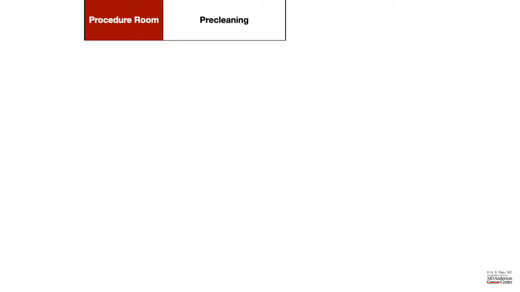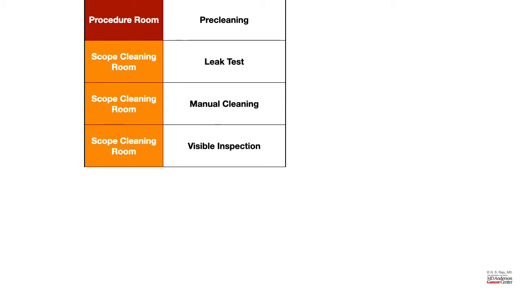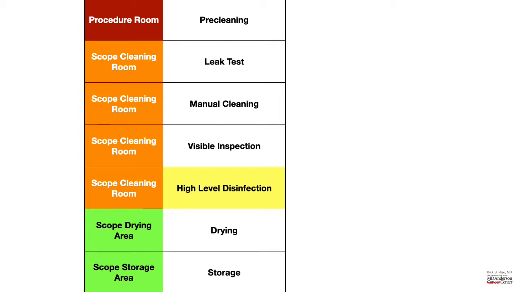So before we come to high-level disinfection, the endoscope has to go through a series of steps in the procedure room, pre-cleaning, and once the endoscope is brought into the scope cleaning room, a leak test, followed by manual cleaning and visual inspection for any damages. And if there are no damages, then it can go to high-level disinfection. Following that, drying and storage.